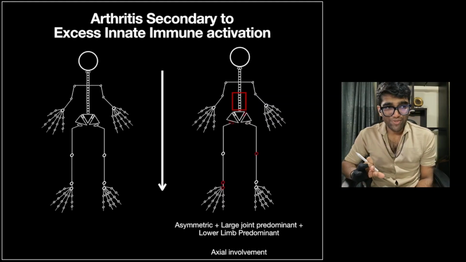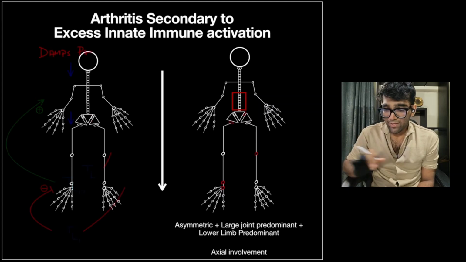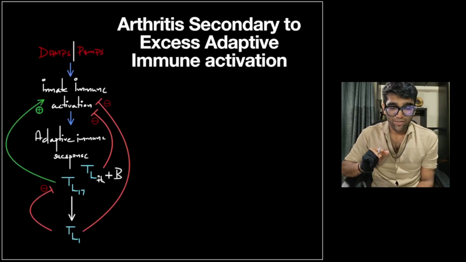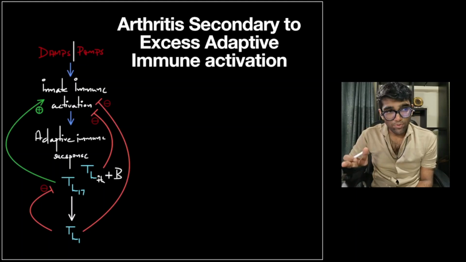So the pattern is very telling and very reproducible, and can then be used by us for diagnostic purposes. The second thing is arthritis due to excess adaptive immune activation.